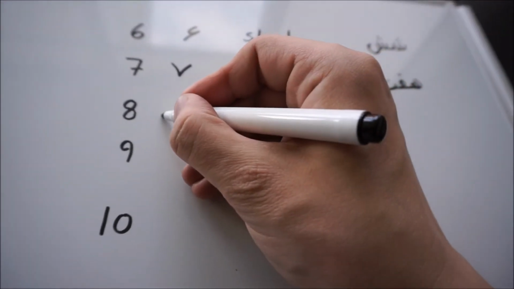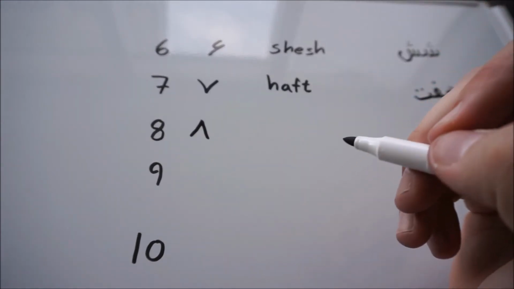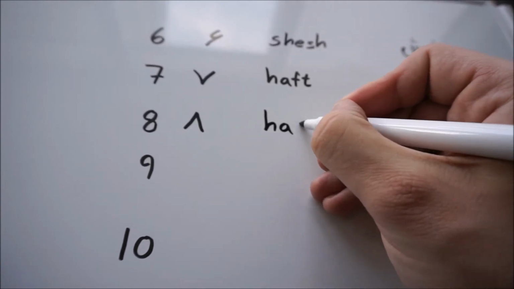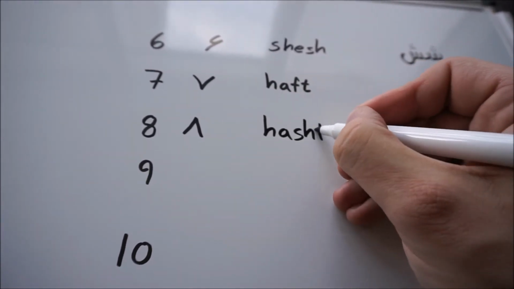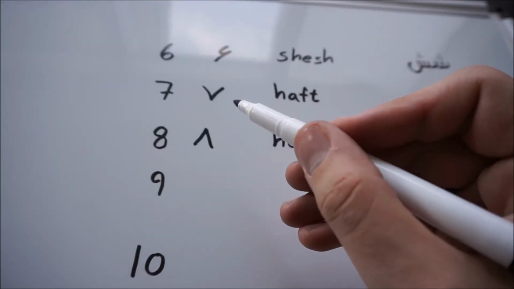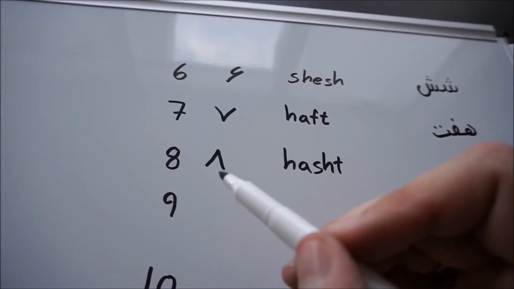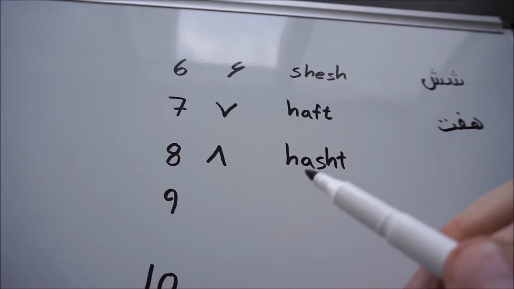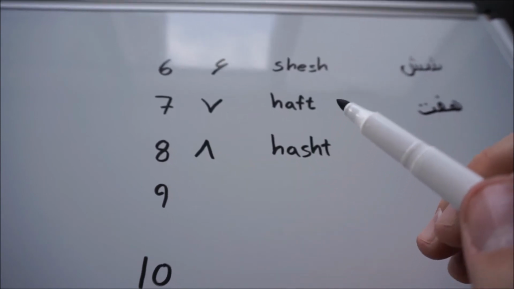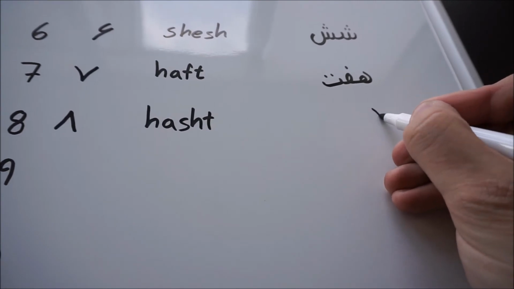Number 8, kind of similar. It is the symbol for number 7, just flipped around. Or an arrow up, basically. And this is called hasht. Hasht. And basically the way that I use to memorize the difference between these two, or at least the symbol, is that 7, since it's the smaller one, is the arrow that points down, and 8 is the larger one, so it's the arrow that points up. That's a smart little trick, I guess, if you have difficulties remembering which is which. And hasht, number 8, is written like this.